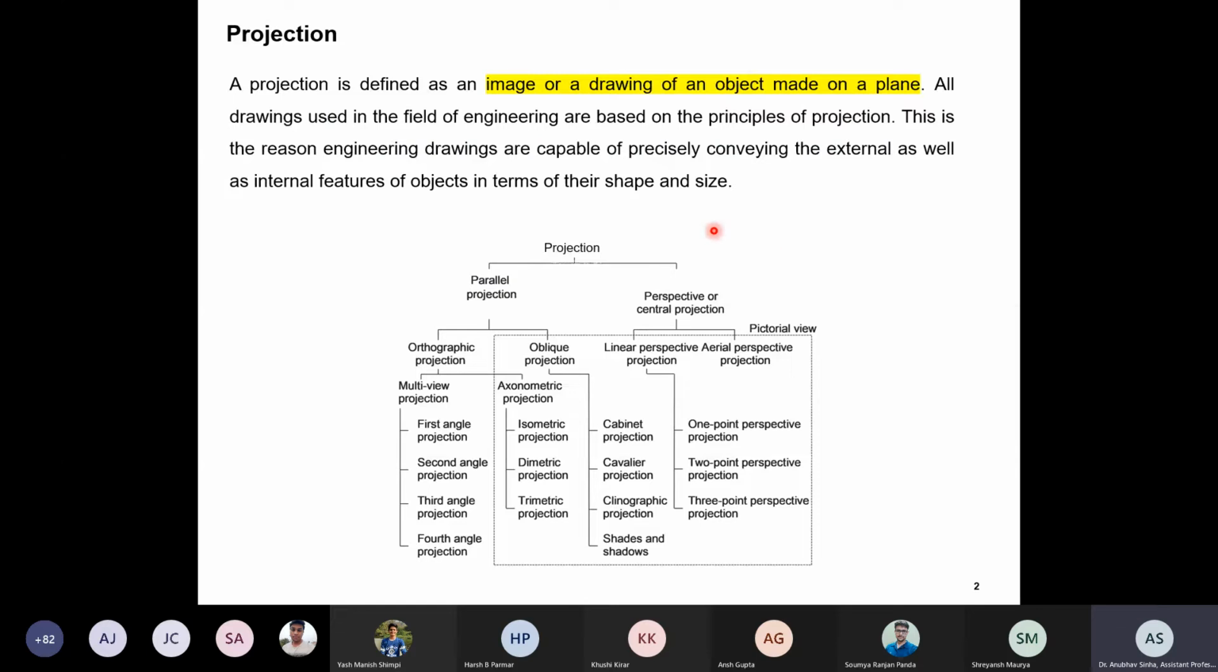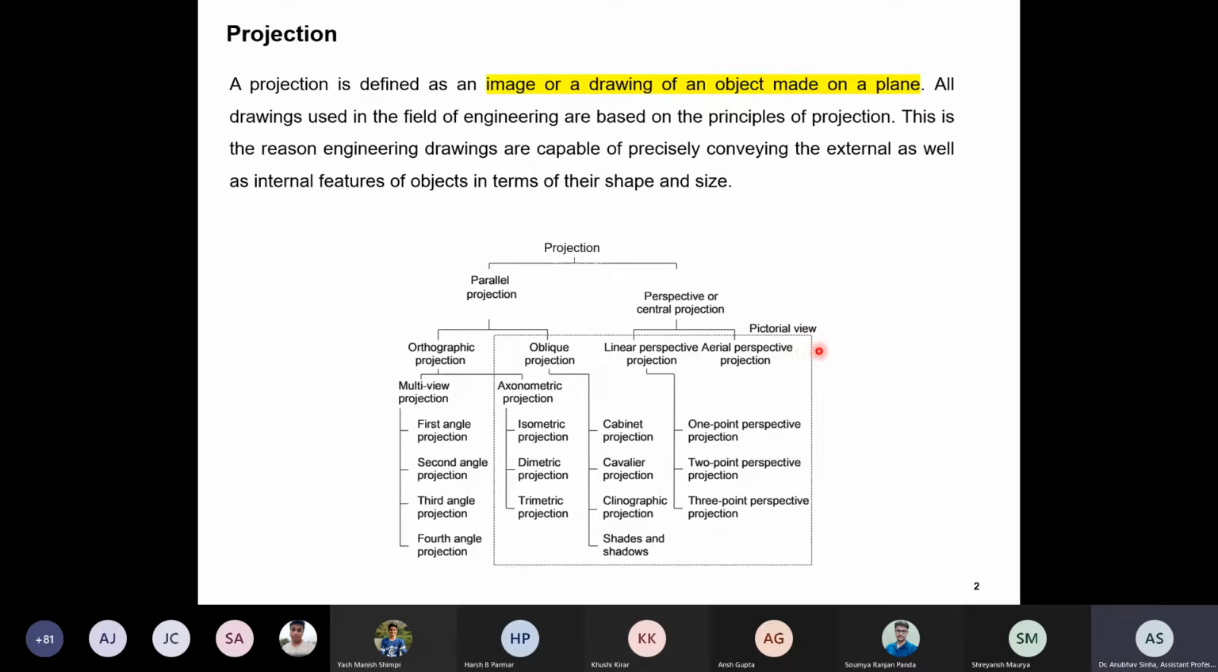Projection is basically a systematic type of drawing an image. We are talking about making an image on a plane, a 2D plane, and there are various different methods, which we are not interested in all of. Mostly we are interested in orthographic projection, and we'll talk about first angle and third angle. As we go along, you will see what it means, but these are our main focus. All this is called pictorial view.